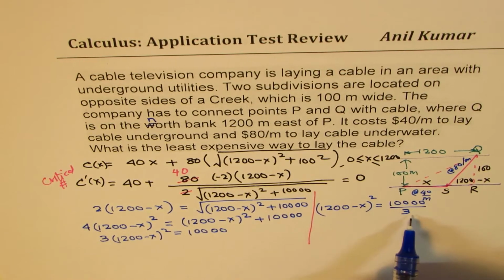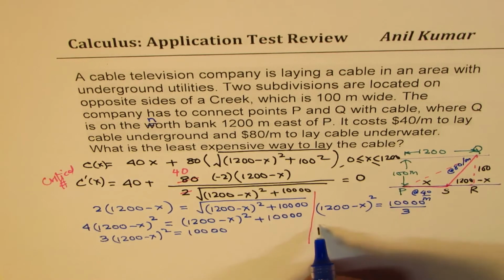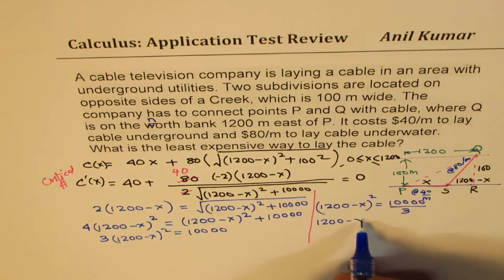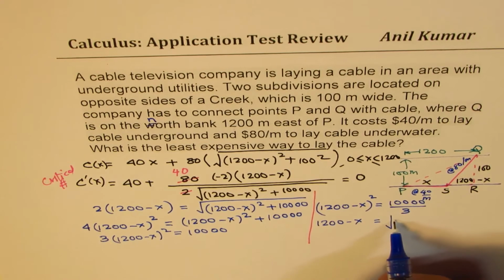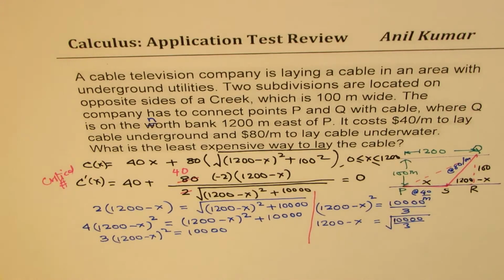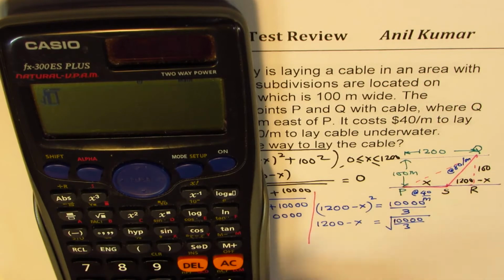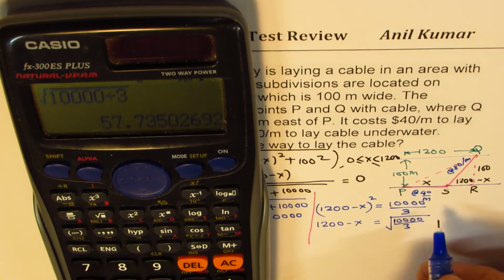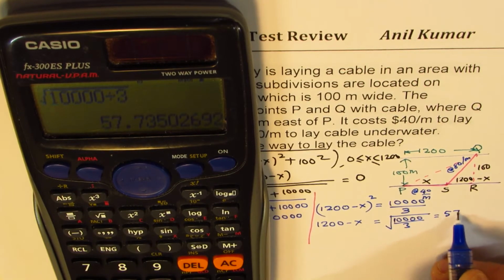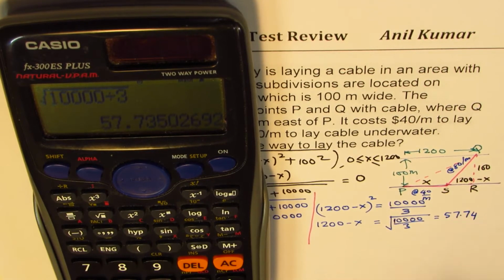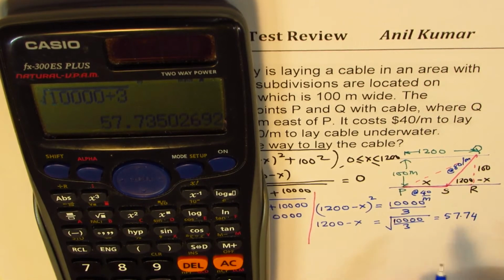And now we can square root this, and so we have 1200 minus x equals the square root of 100 times 100 over 3. So let's calculate this value. So we need the square root of 100 divided by 3, which equals, we'll round this number, 57 point, let's say 74. Is it okay? Now what is x equal to?